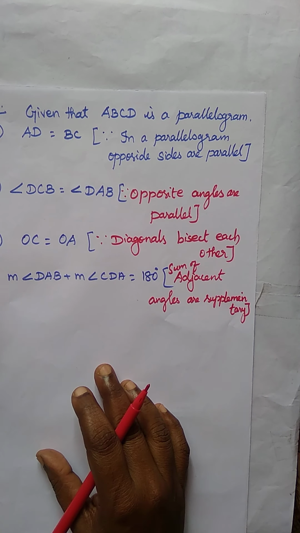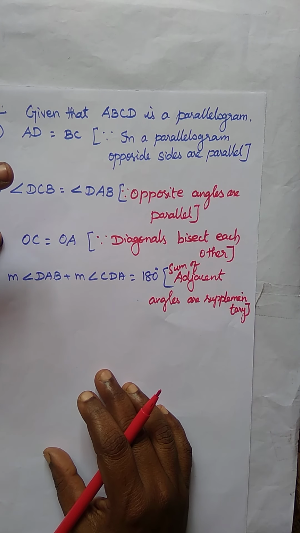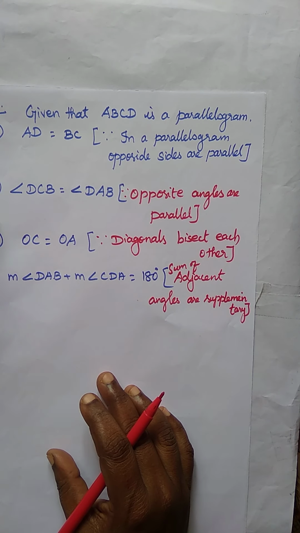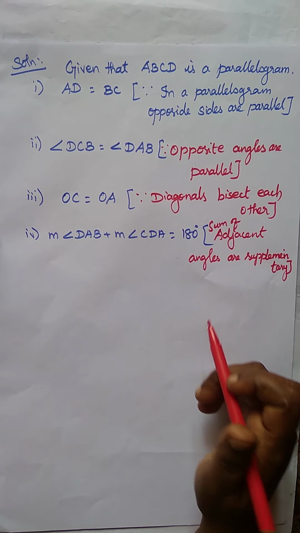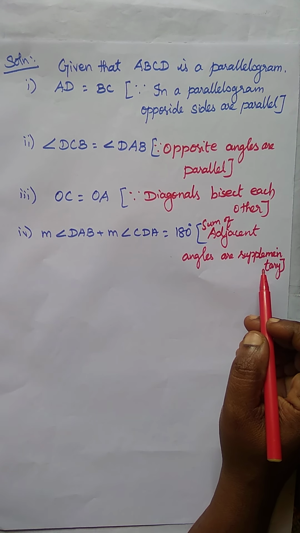First they gave us the sides, then the angles, then we said diagonals bisect each other. The last one, the sum of the adjacent angles of a parallelogram is supplementary. So all four properties are used here.